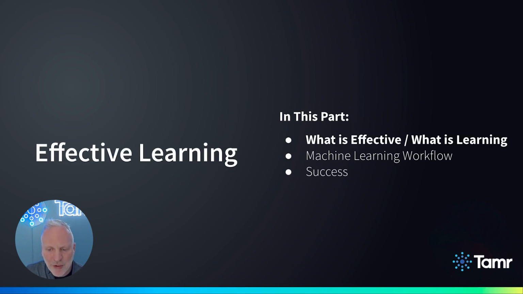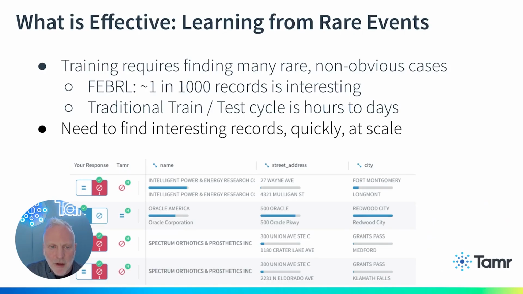So what do we mean by effective and what do we mean by learning? Effective means learning from rare events. Keep in mind on these very large-scale data sets, the true matches are extremely rare. The information space is dominated by obvious non-matches. In the Febrl data set that we're using for the 500 million test data set for the entire population of the United States, approximately 1 in 1,000 records is interesting. Interesting here means that there is some other record in the data set that is similar without being an obvious match or an obvious non-match.